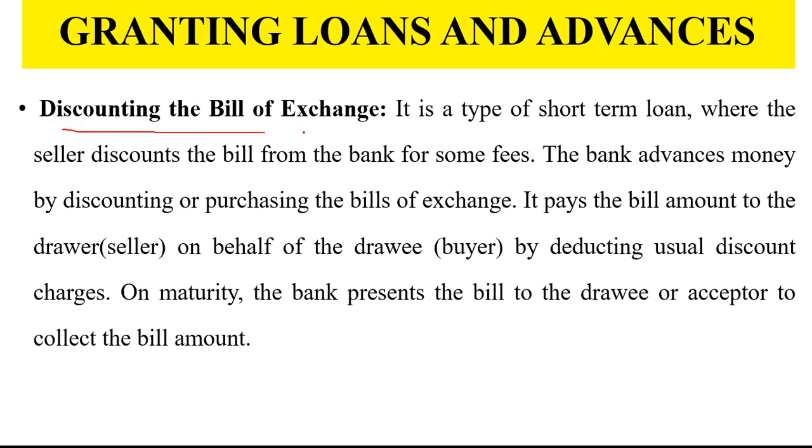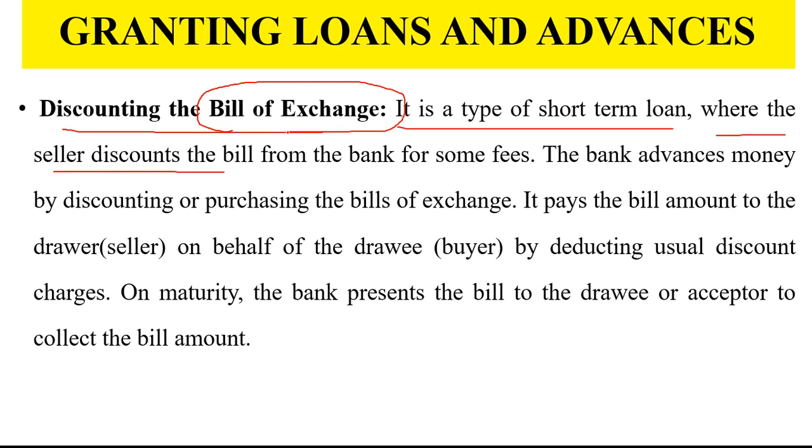Next is discounting the bill of exchange. It is a type of short term loan where the seller discounts the bill. Now I hope everyone knows what a bill of exchange is. When the seller sells goods to the buyer on credit, and the buyer does not have money at the time of purchase, the seller says, okay, I will give you the goods and you pay me the money after 90 days or after 1 year, whatever.